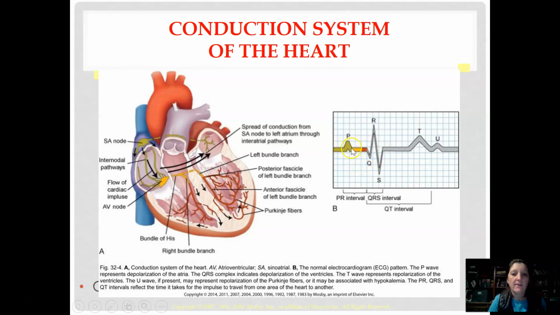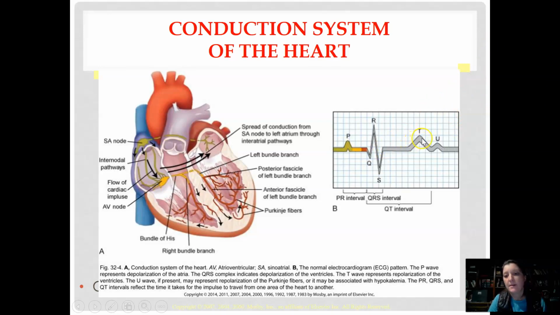So you can see the P wave, that's the atria contracting. Then we have a short pause while the impulse goes through the AV node, and then it goes through the bundle branches, and we have this huge contraction. This is the ventricles. You can see much, much bigger than what's happening over here. And then we need some time for those electrical cells, those cardiac cells, to reset and get ready to accept another impulse. And so that's what we see here.